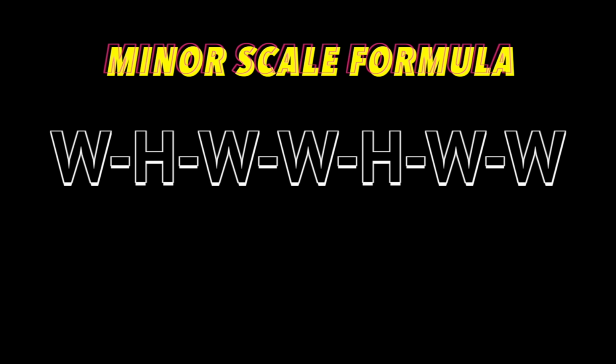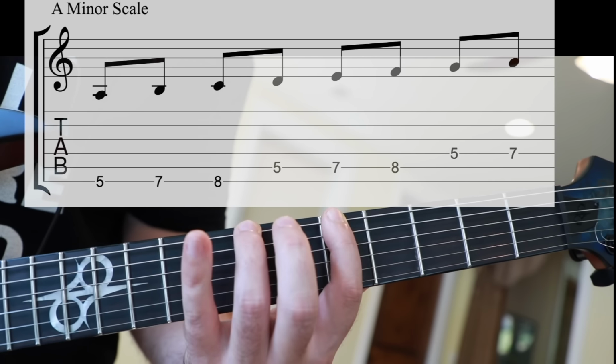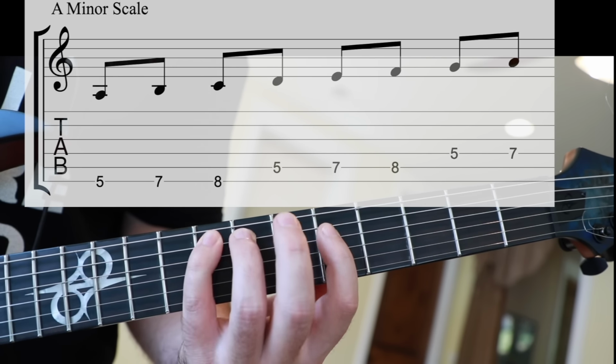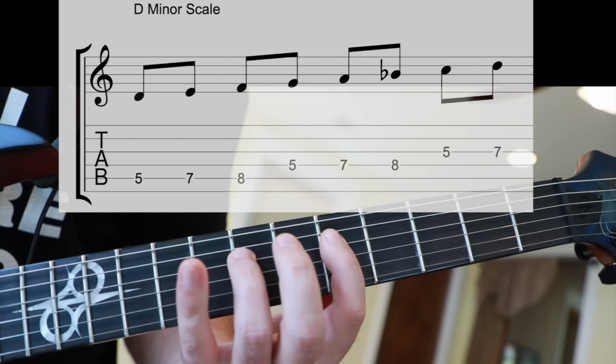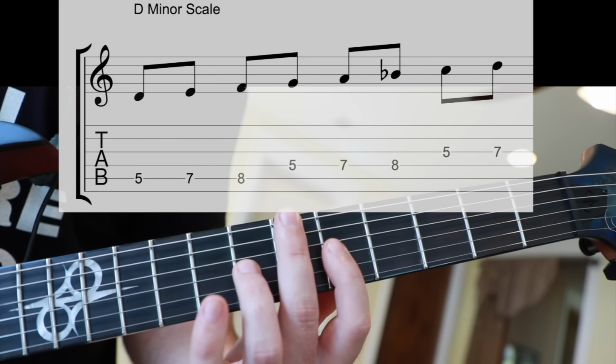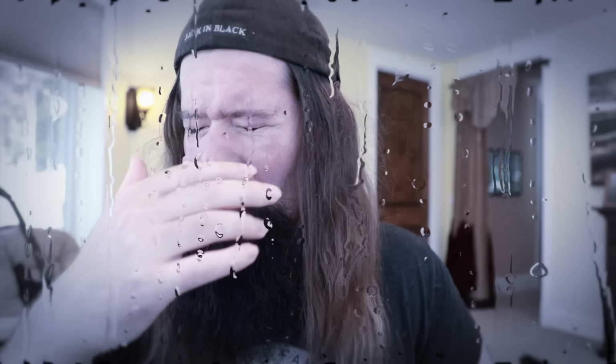To make a minor scale, use the formula whole step, half step, whole step, half step, whole step, whole step. Here's the A minor scale. Now, how about a minor scale in the saddest of all keys, D minor? Waaah, water is welling from my eyes.